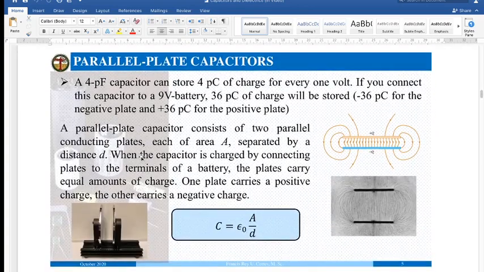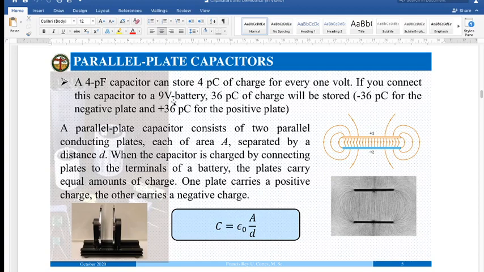Okay, so again, just like what I said, the capacitance of a capacitor is actually constant. So for example, if I have 4 picofarad, okay, just like what I said, microfarad to picofarad is usually what's available for capacitors in our electrical market. So a 4 picofarad capacitor can store 4 picocoulomb of charge for every 1 volt. Okay, that is what it means. For every 1 volt, it can store 4 picocoulomb of charges, amount of charges.